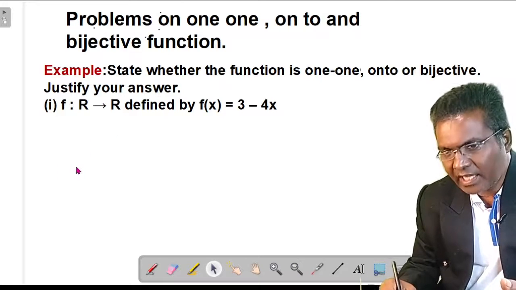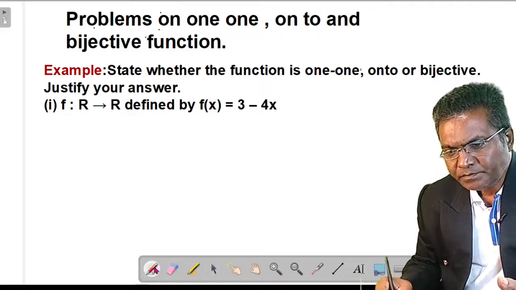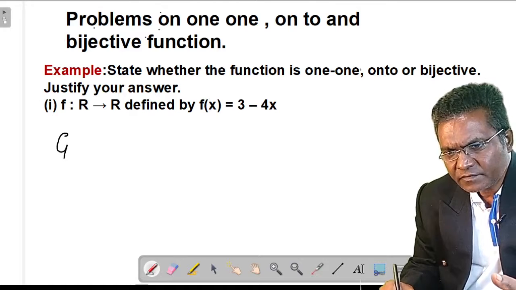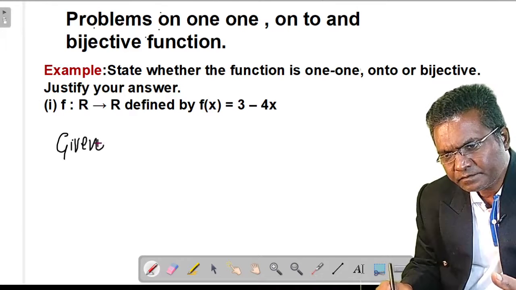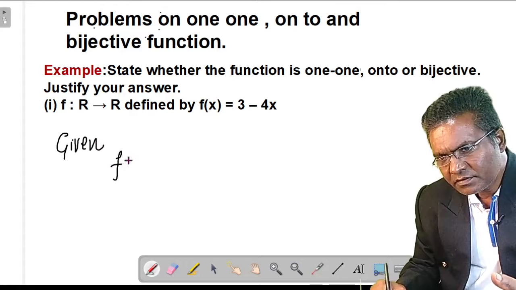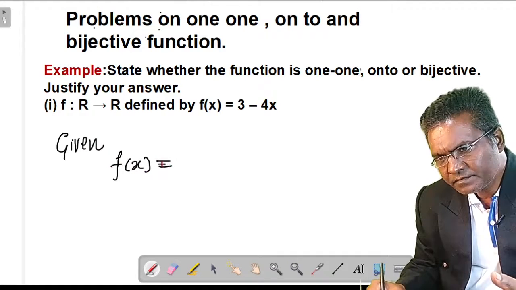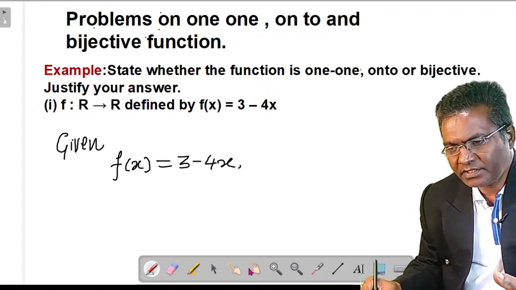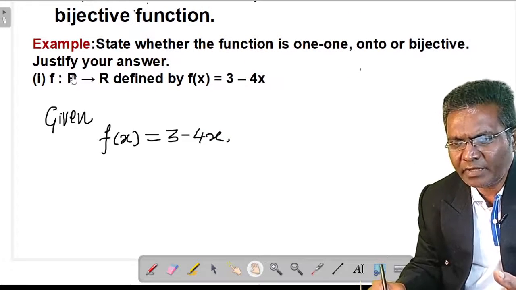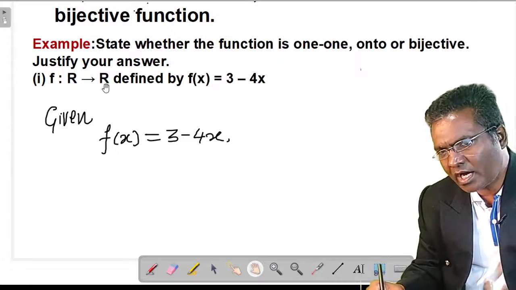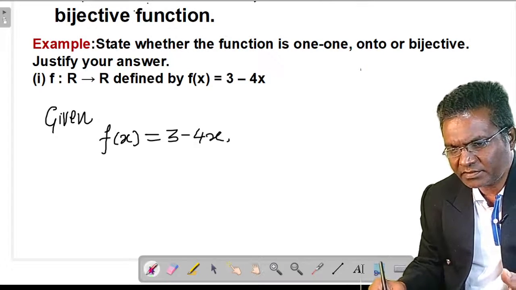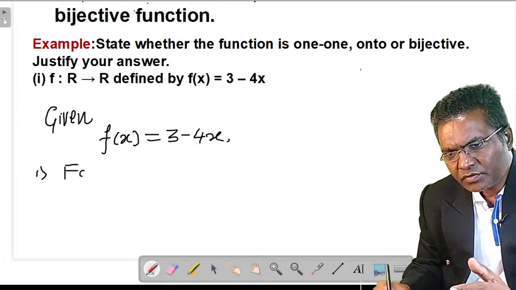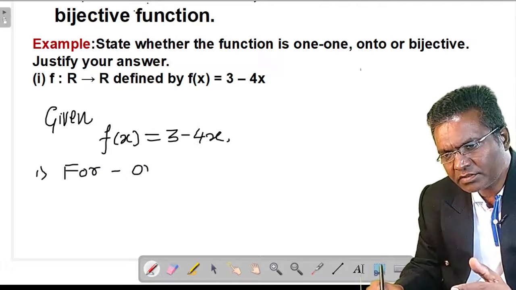Let's check what happens here. What is given is, first you need to write given. Given your function is given as f of x equals 3 minus 4x, and the domain is R and the codomain is also R, the set of real numbers. Now for one-oneness, whether it is one-one or not.